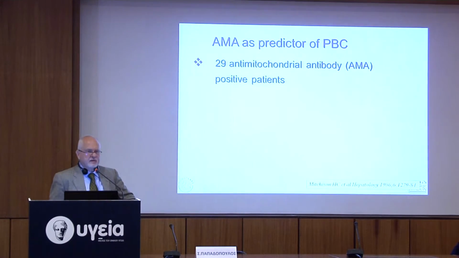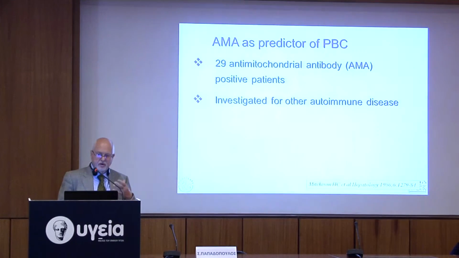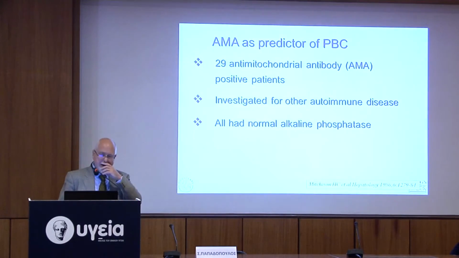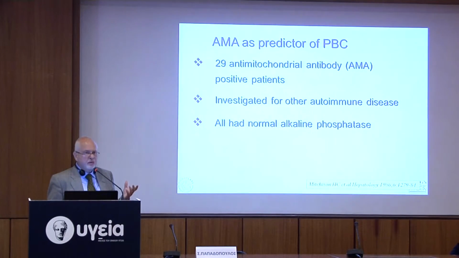We are in Newcastle, and people were sending to the central laboratory requests for autoantibodies. They were sending them from the liver unit, but also from the rheumatological unit. And especially from the rheumatological units, there were quite a number of patients who were positive for the antimitochondrial antibody. So they looked at these patients, investigated for autoimmune liver disease, and what was interesting, the alkaline phosphatase was normal in all of them.